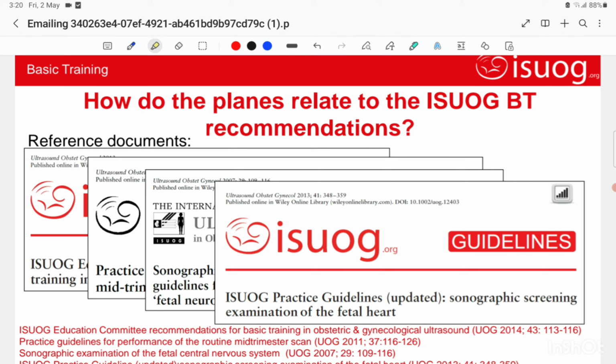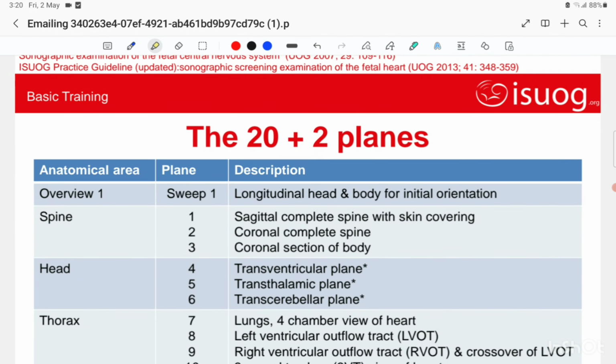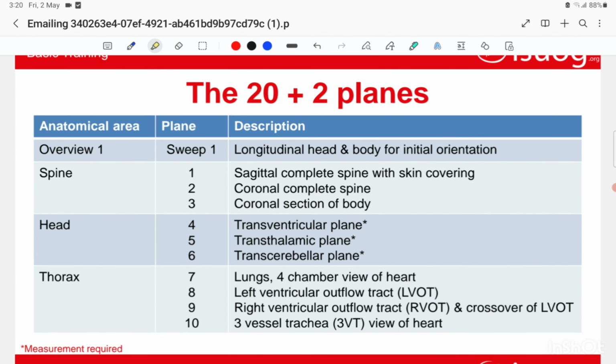So basically there are ISUOG's 3 practice guidelines. One is on the sonographic screening examination of the fetal heart, one is the fetal neurosonogram, one is the first trimester screening, and the basic training program. So first we will discuss this ISUOG basic training recommendation. After that we will discuss the mid trimester scan, then fetal neurosonography and cardiac sonography. So in the basic training, the 20 plus 2 planes are very important. First, the 20 is the planes and 2 is the 2 overviews, that is sweep 1 and sweep 2.